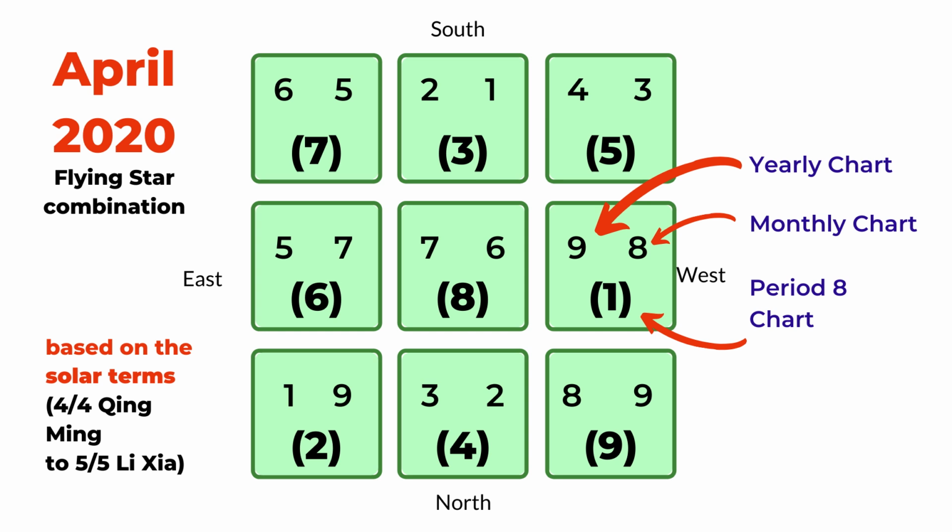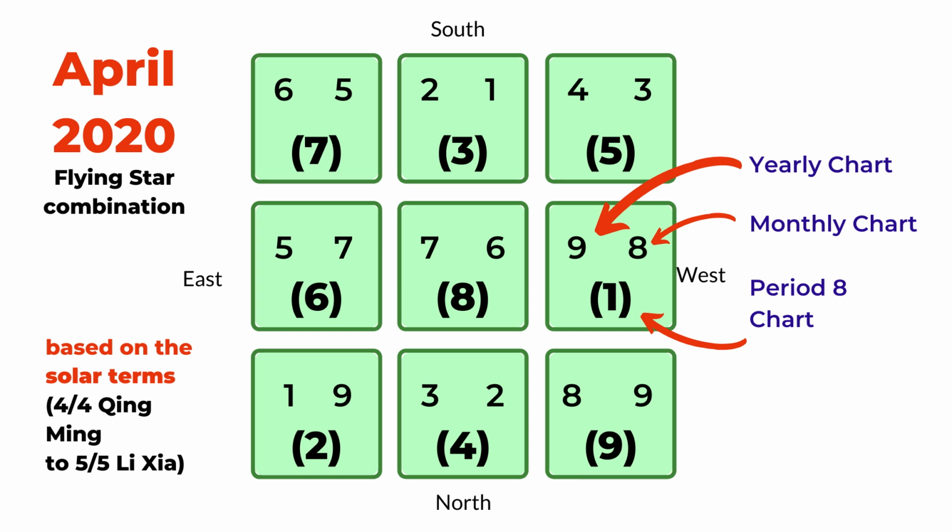And here is our April 2020 flying star chart combination, including the yearly chart on the upper left, the monthly chart on the upper right, and the period 8 chart. The locations of numbers in each square is not as important.